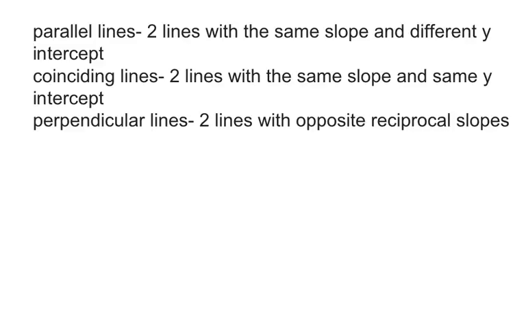We have parallel lines, which are two lines that don't cross, that are separate, so they have the same slope and different y-intercepts. Coinciding lines are two lines with the same slope and the same y-intercept, so they basically are the exact same line. And perpendicular lines are two lines with opposite reciprocal slopes, and when they cross, they will cross at a right angle.